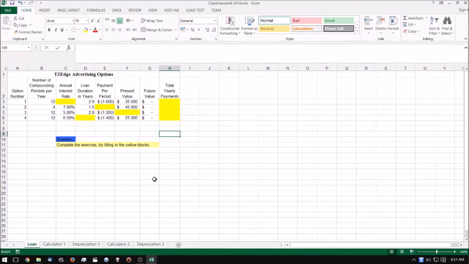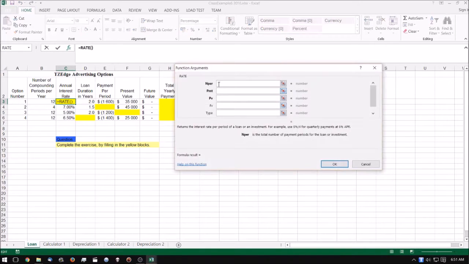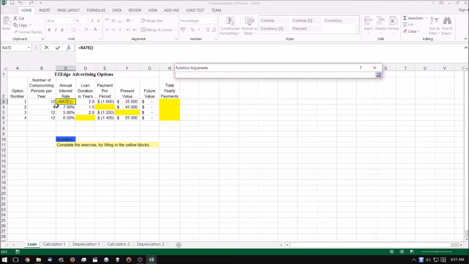Like I mentioned, we will be using financial functions and we will start on the loan sheet. First we'll calculate the annual interest rate. So go and look for the rate function and follow as we carry on. Remember to multiply your number of compounding periods per year with the loan duration in years.